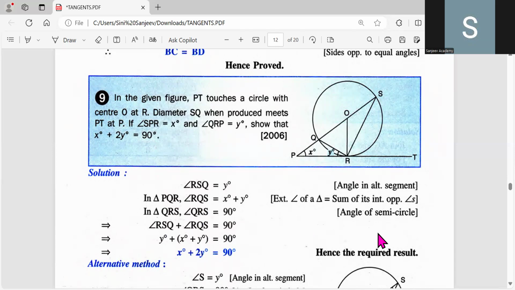So the only thing we need to know is angles in the alternate segment. Correct. Then the external angle of a triangle is equal to what? The sum of the interior opposite angles. So all of these things we have to know. And the angle of a semicircle is 90 degrees. Correct. In the sense, QRS is equal to 90 degrees. That's it.